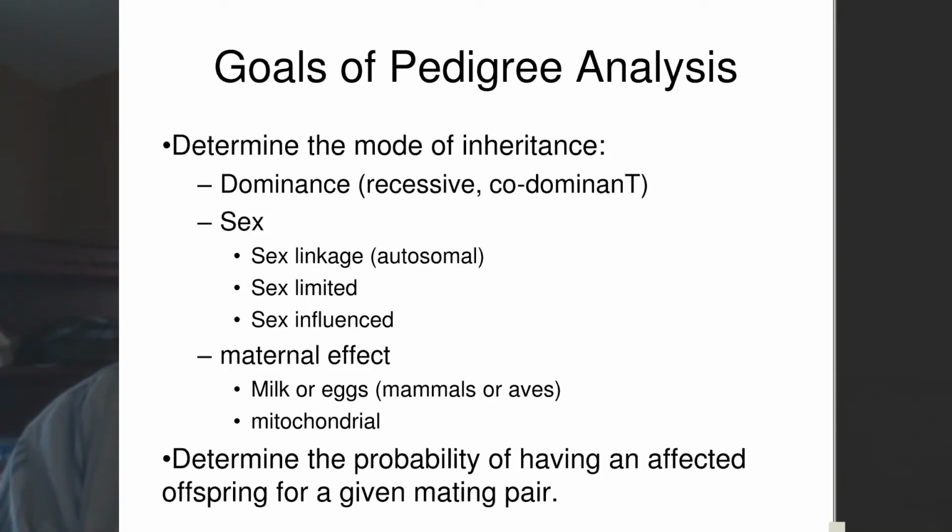We also have a maternal effect, and there are a couple of different maternal effects. This could be the function of something special in the milk, in the eggs, in the class Mammalia or the class Aves. Also, we have mitochondrial inheritance because, as you know, the ovum contains probably 97% of the total mitochondria in the resulting zygote and the resulting organism that develops from the zygote.